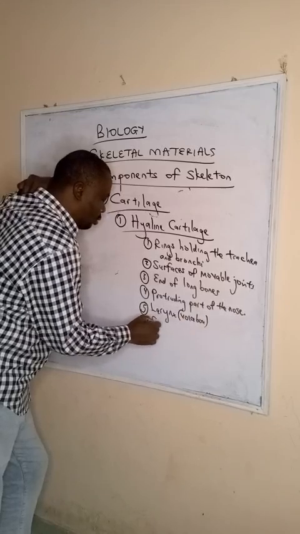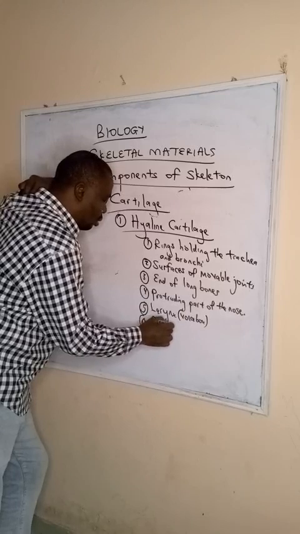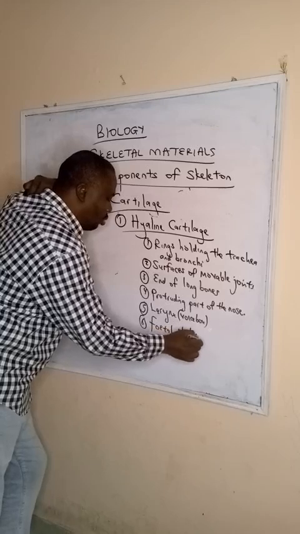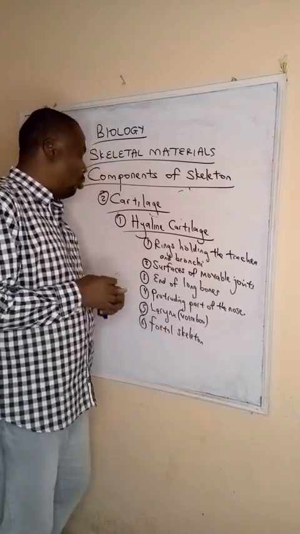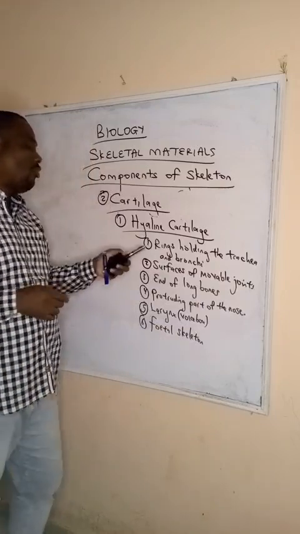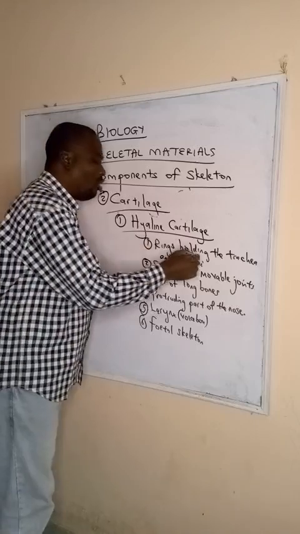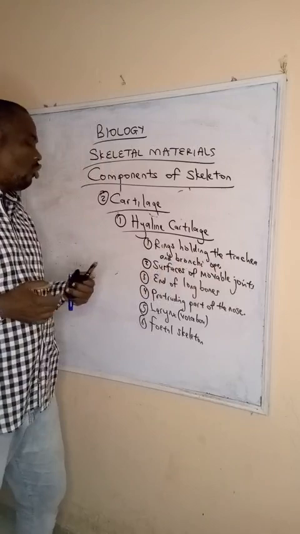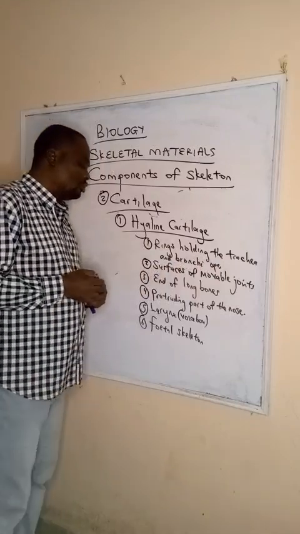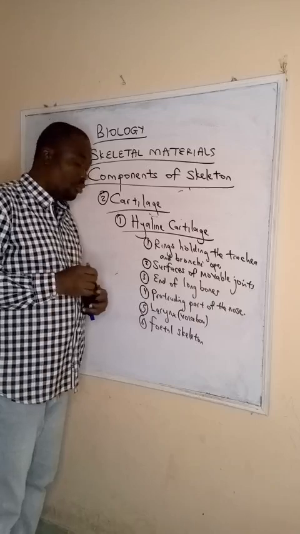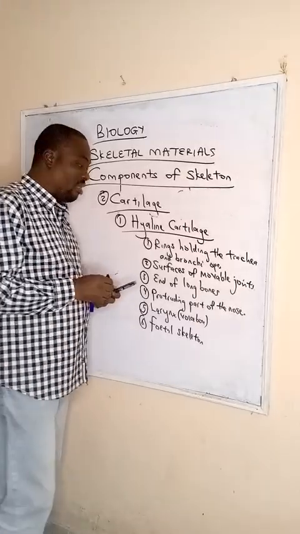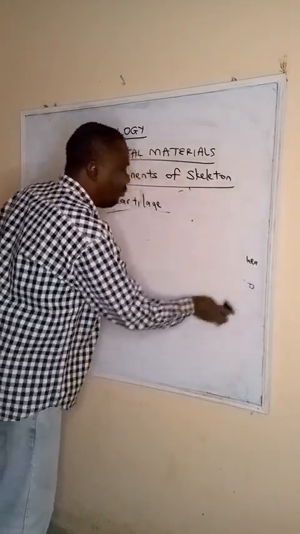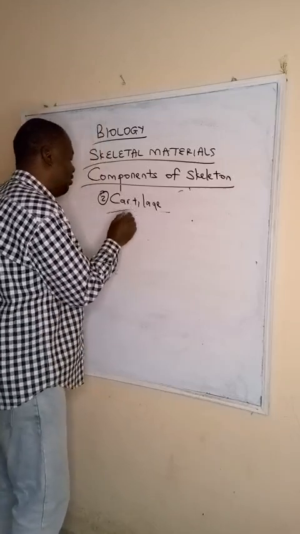And then the fetal skeleton. The fetal skeleton is the skeleton of the unborn baby. The skeleton in the mother's womb is made up of hyaline cartilage. So you have the rings holding the trachea and the bronchi open, keeping them open. Surfaces of movable joints. A joint is where two or more bones move. End of long bones, protruding part of the nose, larynx, and the facial skeleton. That's hyaline cartilage. The second type of cartilage we have is the elastic cartilage.